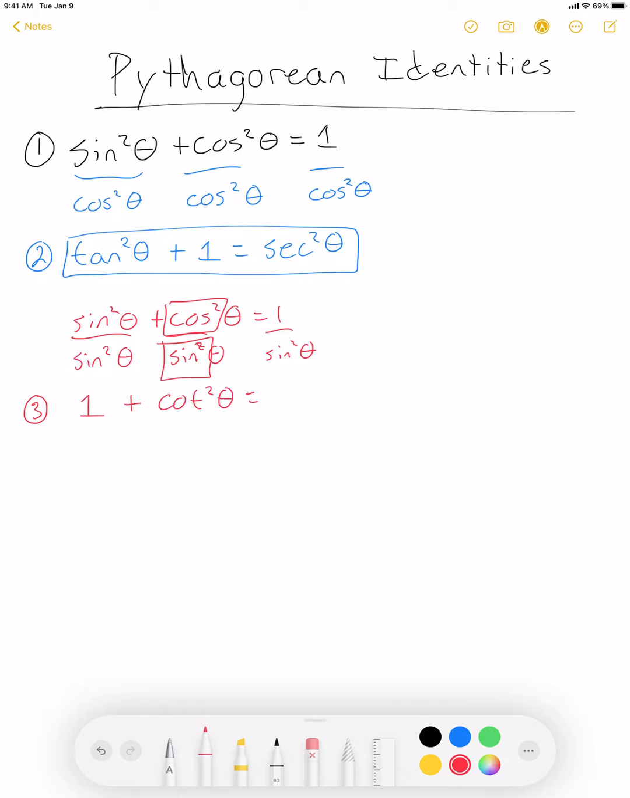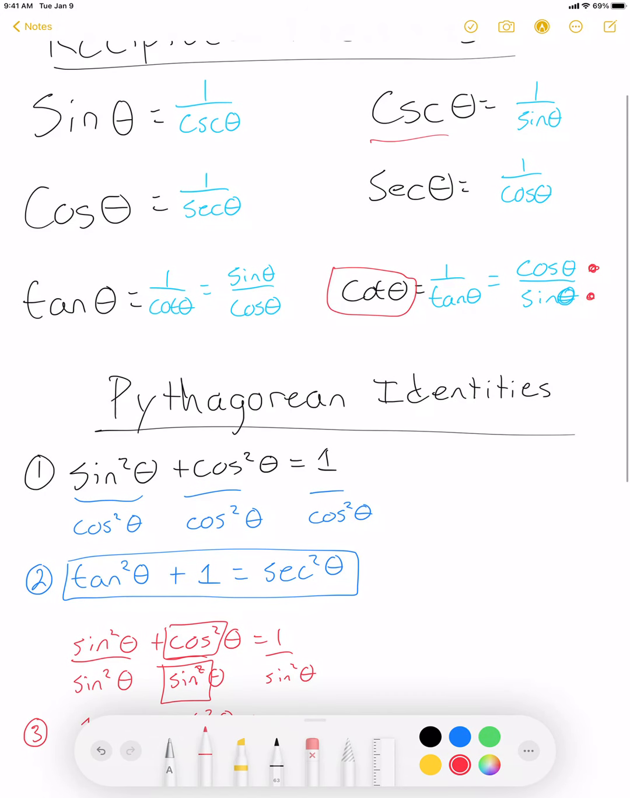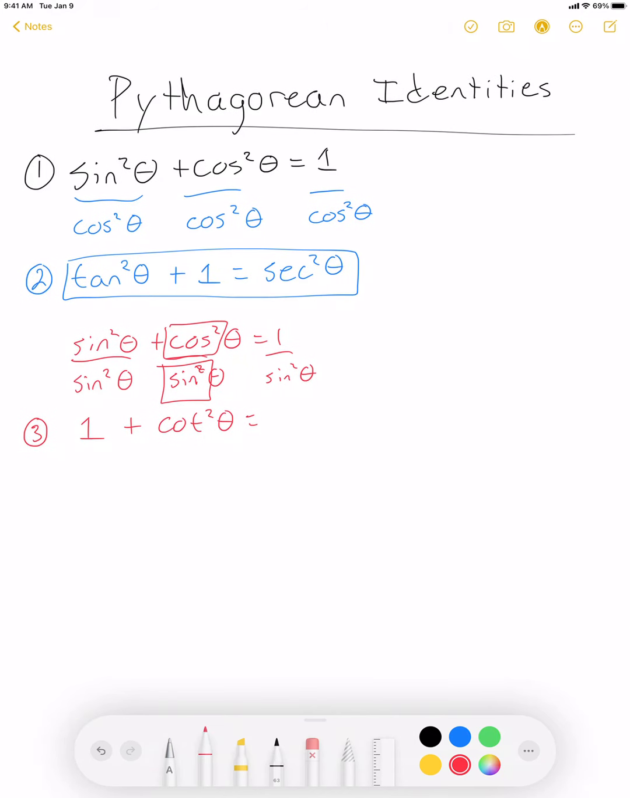And then finally, again, if we peek up top, we have 1 over sine squared, and notice how cosecant is the same thing as 1 over sine. So therefore, 1 over sine squared would be the same as cosecant squared. And so this is our third trig identity.